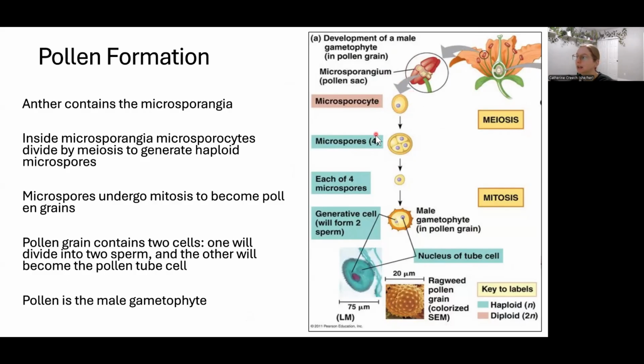The microsporocyte is going to do meiosis, so meiosis is occurring here at this step. We've gone from diploid to haploid. We've created 4 microspores. Now, each of these microspores is going to get a shell over it, and it's going to divide into 2 cells. We're going to have 1, the nuclei that will form the tube cell, and 2, the generative cell that will later do mitosis and turn into 2 sperm cells. This pollen itself is the male gametophyte.